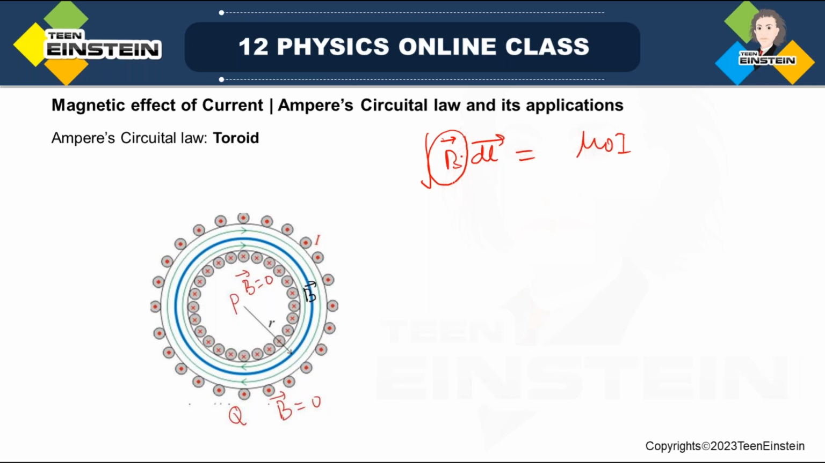Also, we have seen that Ampere's circuital law will be applicable only for symmetric bodies. By symmetry, the magnetic field will be constant or fixed for a particular path, and then that can be taken out of the integration. So, B dot dl.